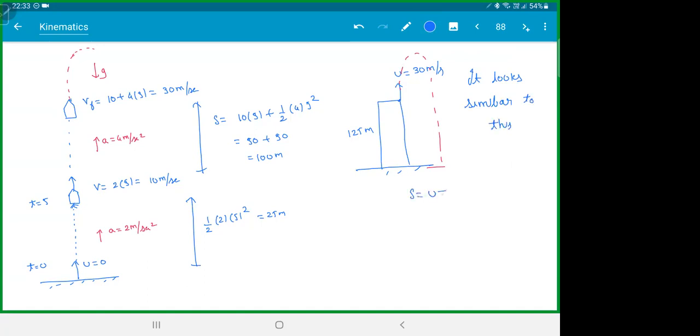Then using the equation s is equal to ut plus half gt square, s is minus 125. Remember negative. Don't forget that, 30 into time minus half gt square. So 5t square minus 30t minus 125 equals zero, that is t square minus 6t minus 25. So t is equal to 6 plus root over 6 square, b square, 36, plus 4 into 25 is 100, by 2. That would be 3 plus root 34. Check, that's your answer. 3 plus root 34 seconds.